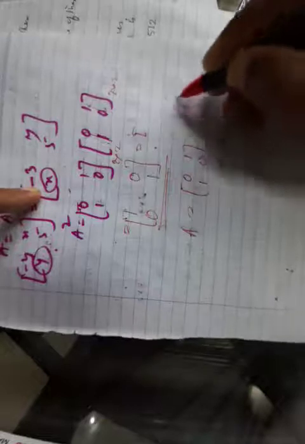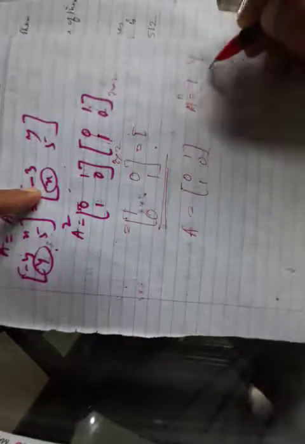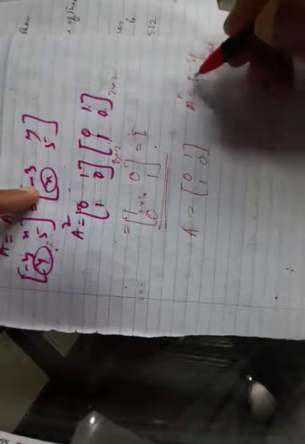So what is this matrix? This is nothing but I. So the result is A square is equal to I. One thing to keep in mind: if the matrix is this way, 0 1, 1 0, then what is A to the power n? If n is odd, then it will be A, and if n is even, then we will get I.